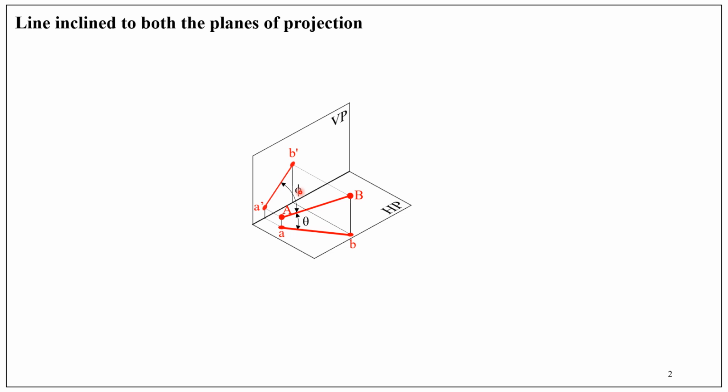Then how to draw? For that, we assume the line AB is rotated about A. So in which direction and to what angle, and how the rotation of line AB about A will help us to draw the projections, we will see now.